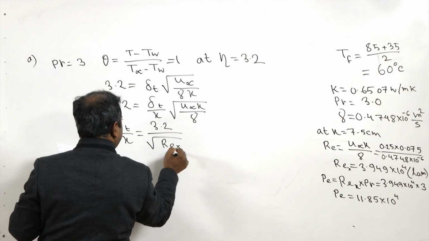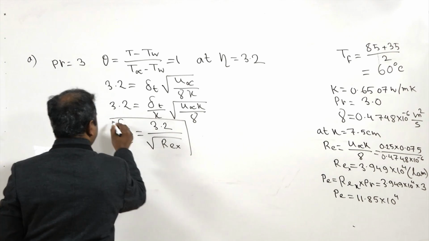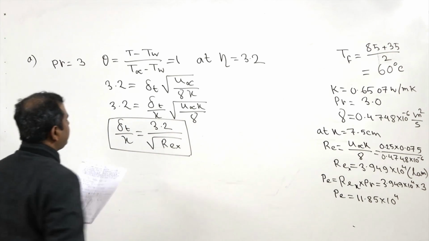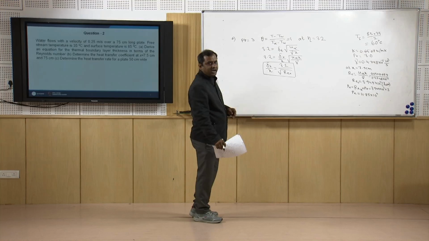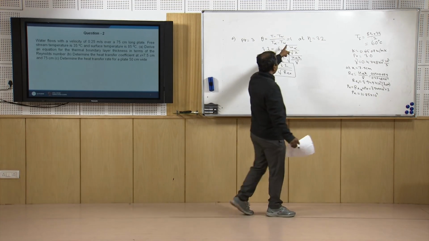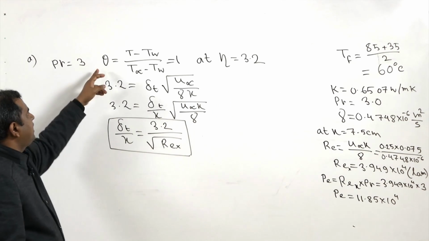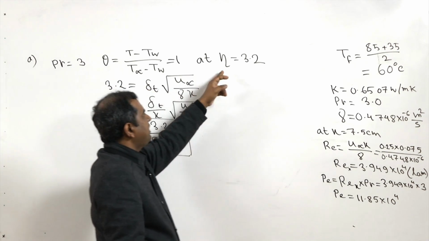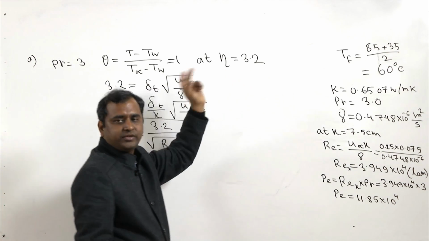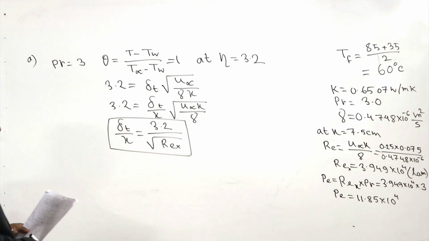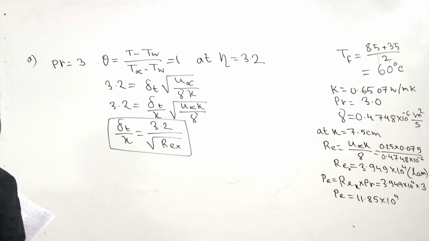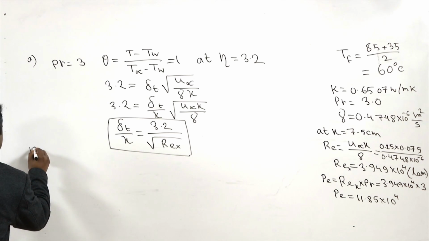This is the relationship we desired in part A, between delta T and Rex. Remember, here I have taken the help of the thermal boundary layer equation: theta will become 1 whenever eta becomes 3.2. This came from the solution of the boundary layer equations. Let me go to part B.